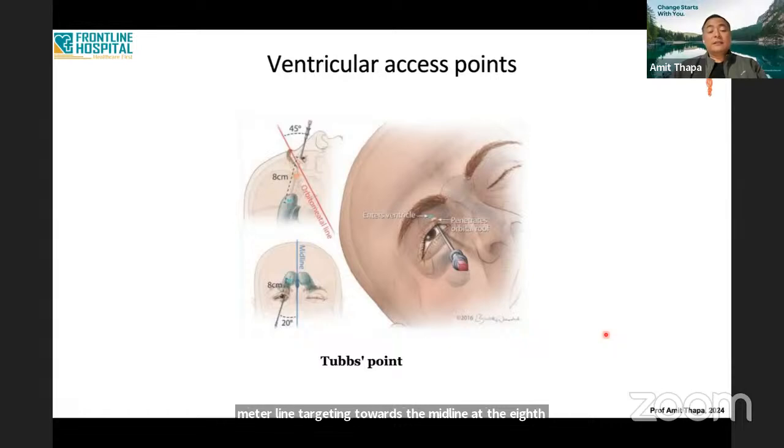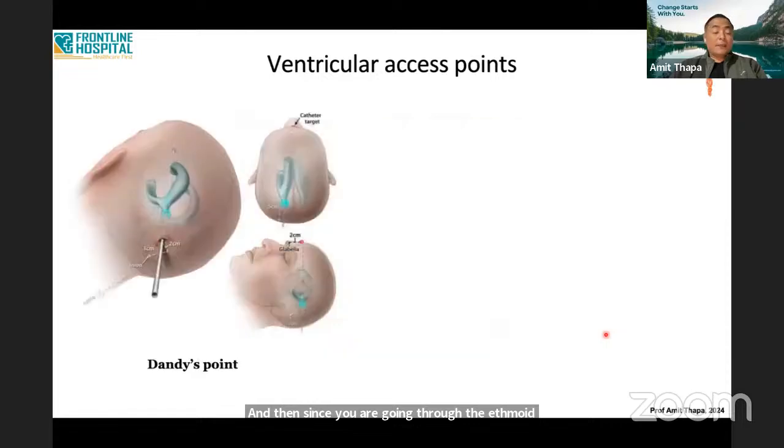The problem was that orbital and eye injuries were very common. And then since you are going through the ethmoid sinuses, problems of CSF rhinorrhea can come up later. Now, Dandy's point is one of the common points which is being used for shunt placements. This is 3 centimeter above and 2 centimeter lateral to the midline, and the target point is the center of the 2 centimeter above the glabella.